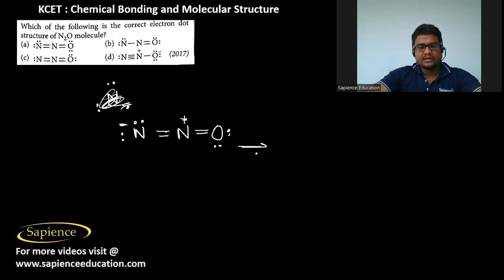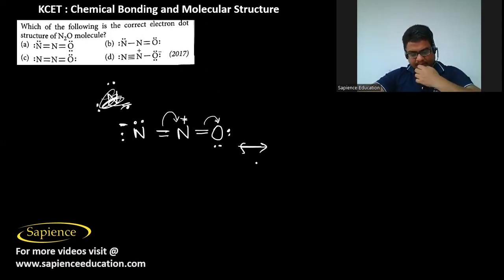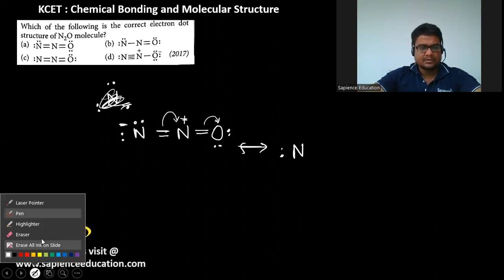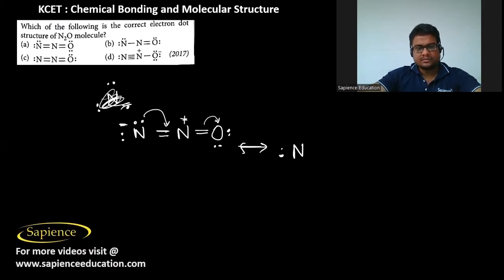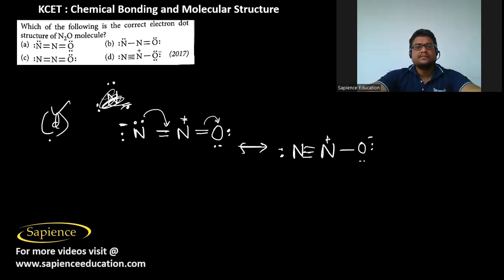We can have another canonical structure for this, where this bond pair goes onto the oxygen atom, and this bond pair goes onto this N plus atom. So the structure will be somewhat like this. Here, this lone pair will be transferred here. So it will form N triple bond N plus and then O minus. So option D is the correct answer.